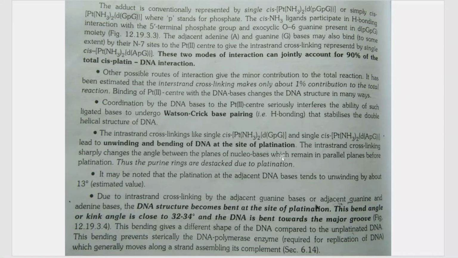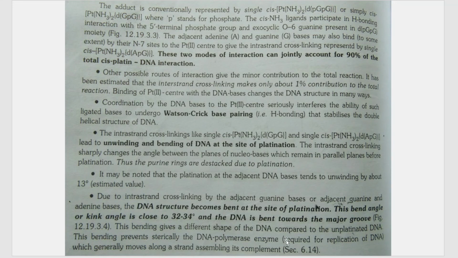Now, what is the use of bending this DNA? The bending gives a different shape to the DNA than how it was before. Its shape will completely change, and because of this, the bending prevents the DNA polymerase enzyme. What does the DNA polymerase enzyme do, students? It replicates the DNA, that is, produces different copies. That is called replication of DNA.